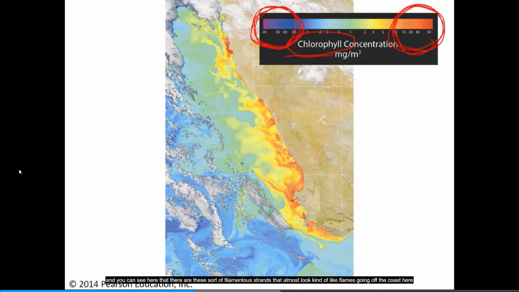And you can see here that there are these sort of filamentous strands that almost look kind of like flames going off the coast here. And those flames are going off in sort of a northwestern direction.